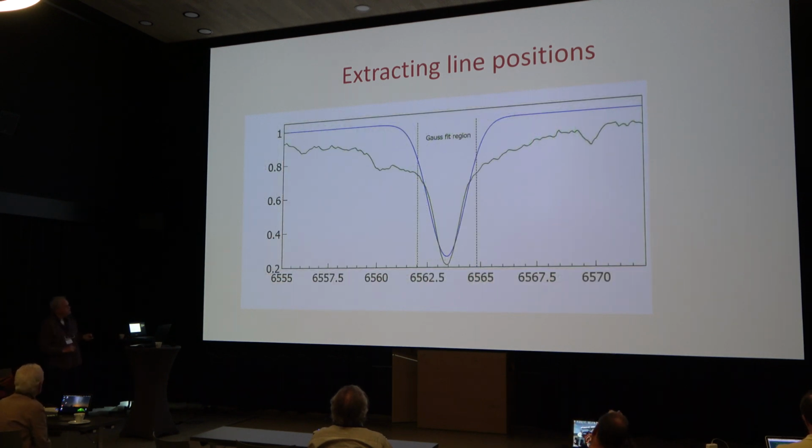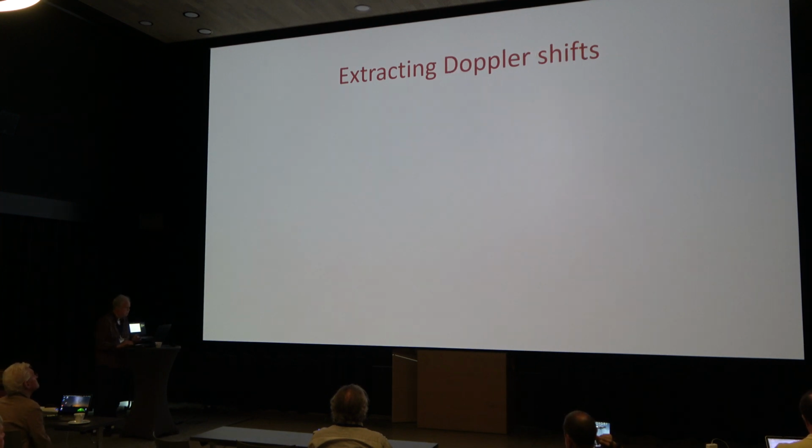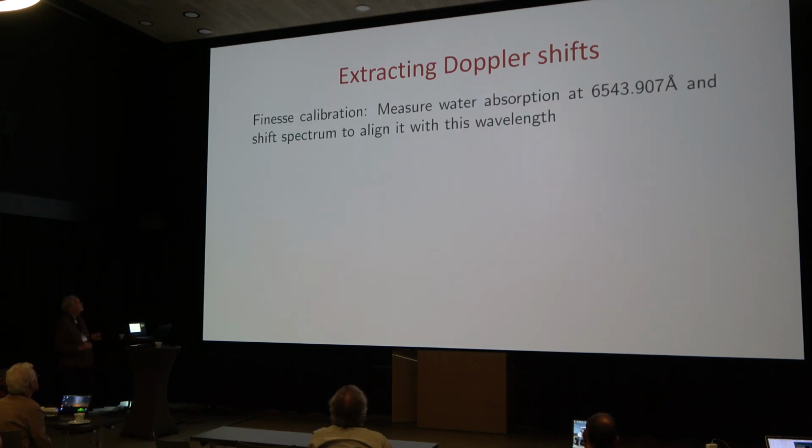Zooming in a little bit to give you some idea, we're now looking at plus or minus a couple of angstroms here. You can see how the Gaussian curve fits into that sharp line and picks off. I pick off the minimum there as my absorption line.